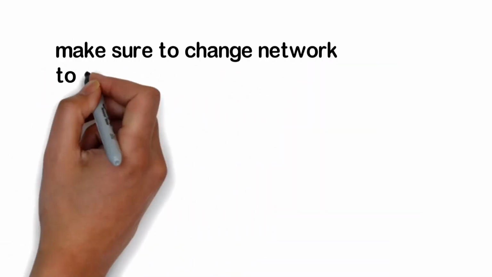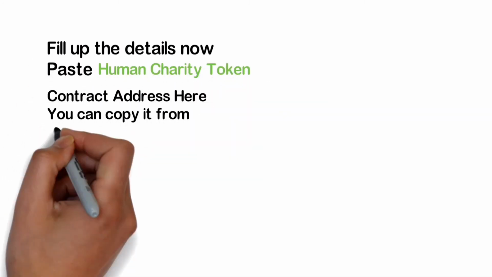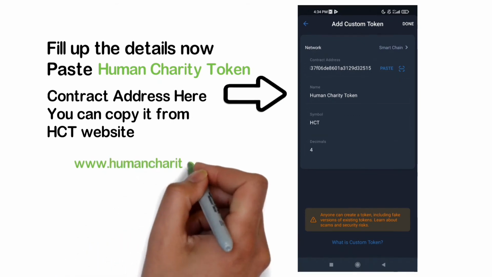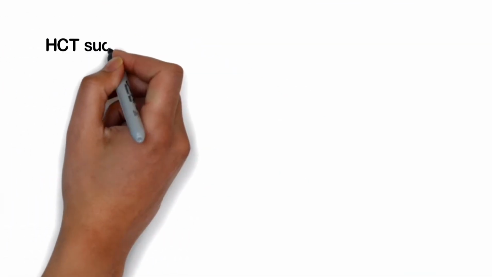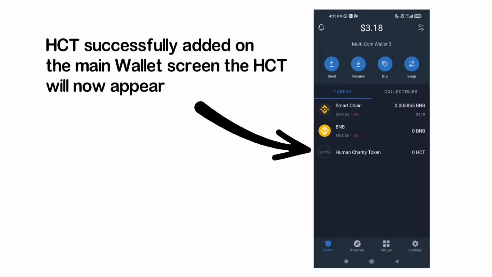Make sure to change network to Smart Chain. Fill up the details. Now paste Human Charity Token contract address here. You can copy it from Human Charity Token website. Human Charity Token successfully added on the main wallet screen. The Human Charity Token will now appear.